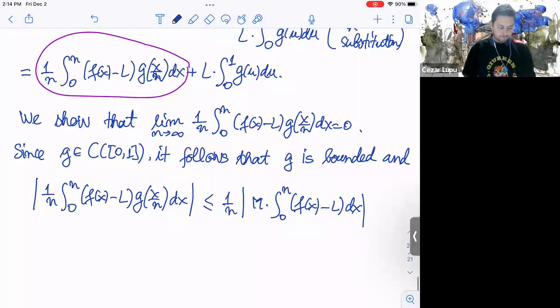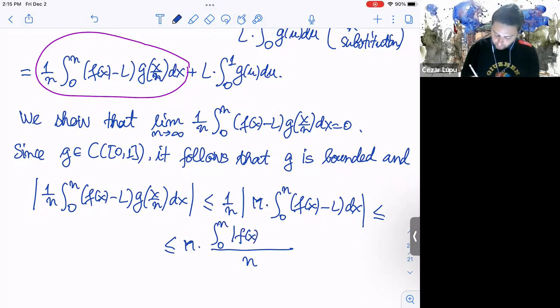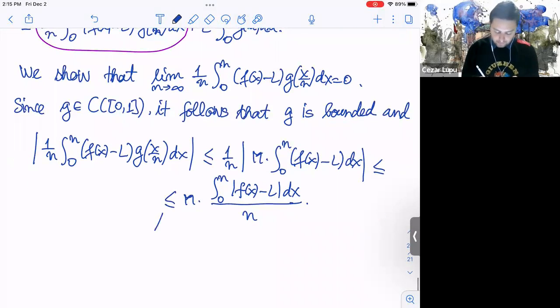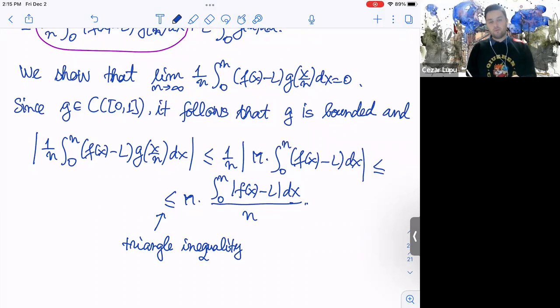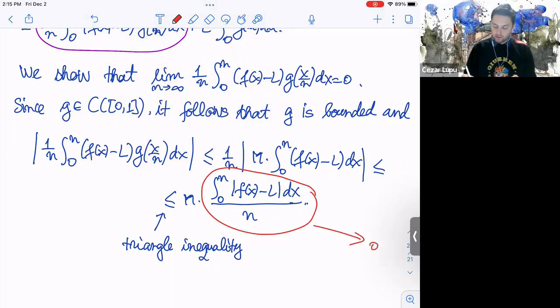In other words, if we apply the triangle inequality, this would be less or equal than m times 1 over n times the integral from 0 to n of the absolute value of f of x minus L dx. So here we apply the triangle inequality, right? Okay. So now we need to take care of this guy. If we show that this guy goes to 0 as n approaches infinity, we're done.